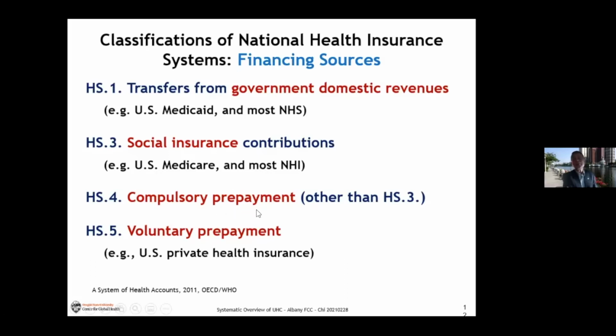And then the compulsory prepayment, other than the social insurance, there are a few countries that have a mandate, everyone must buy health insurance. And for a while, we have a little bit of that. The Affordable Care Act is a form of this compulsory prepayment, except again, that's not for the entire population because it coexists with Medicare, Medicaid, and private insurance. So the last category is voluntary prepayment. That's the private insurance. So in a way, if you look at those four major forms, the US has them all. We have Medicaid, Medicare, the Affordable Care Act, and then the private health insurance.